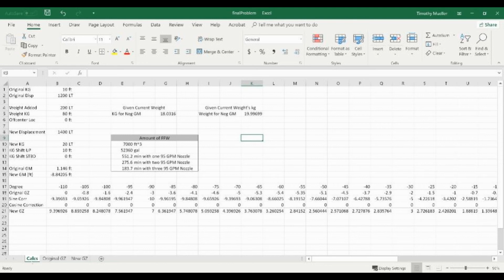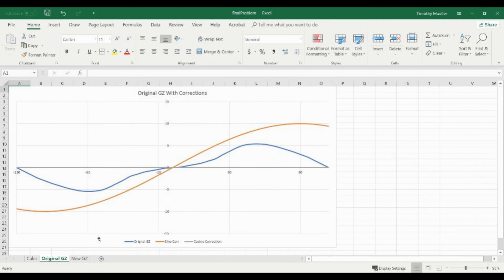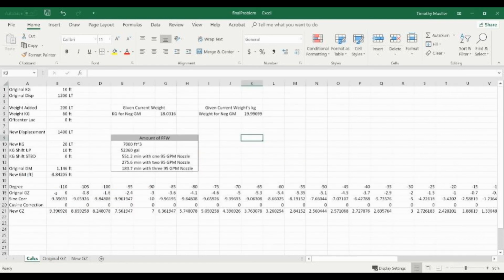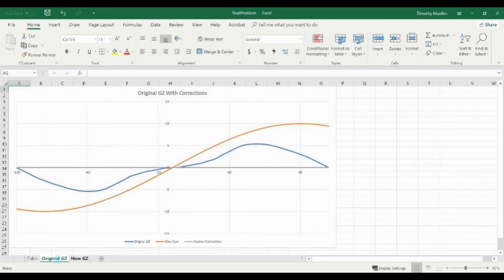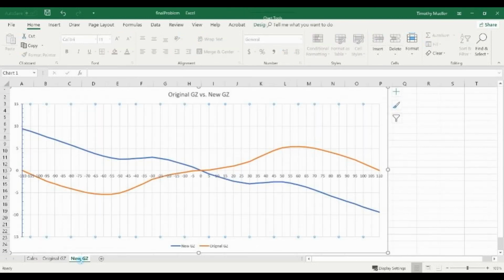Again, the tabs down here, calcs is where you can enter in your data. Original GZ is going to give you your original curve of stability that I just made up. You can go into calcs, unprotect it, and then make your own curve of stability. It's going to be right down here in original GZ. That's where you're going to input your data. Sine correction and cosine correction automatically calculates, and a new GZ just superimposes everything on top of it. Then the sine correction is going to be in orange, cosine correction is going to be in gray. And then if you go to the next tab, new GZ, it's going to give you your original curve in orange, and then your new in blue.